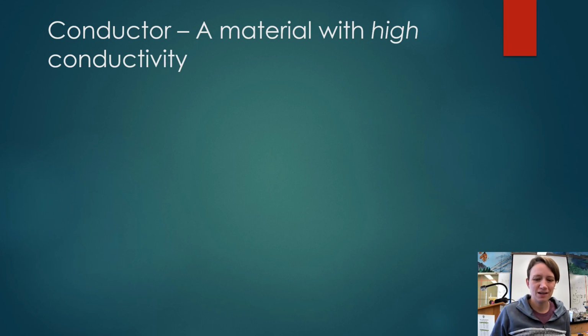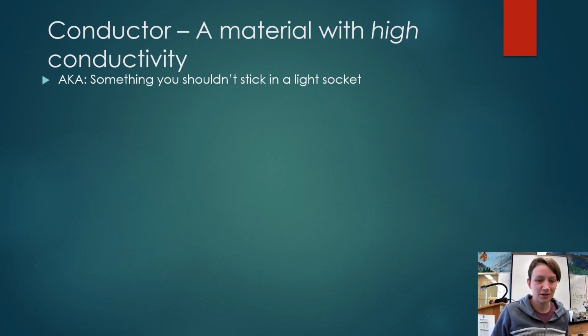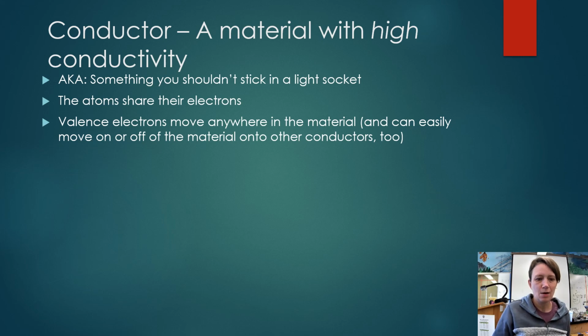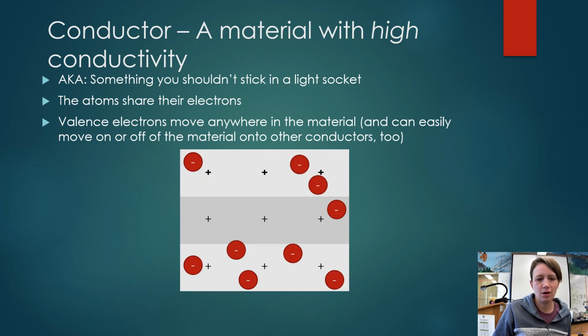Of course, we're going to define a conductor as a material that has a high conductivity, aka something you should not stick into a light socket. For conductors, the atoms are not hanging onto their electrons very tightly. They're happily sharing them between each other, passing them back and forth to different materials. The valence electrons can move anywhere they want in the material. So if this is a neutrally charged conductor, you'll see that the electrons could be anywhere. They're not stuck near their atoms. We still have the same number of electrons and protons in this situation, but they've moved all around.